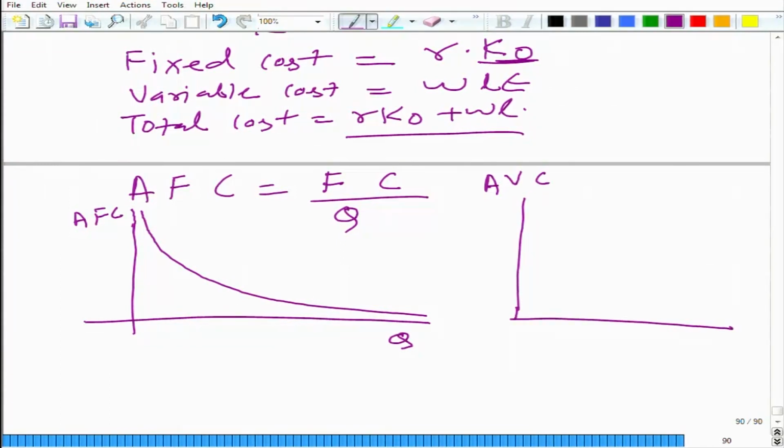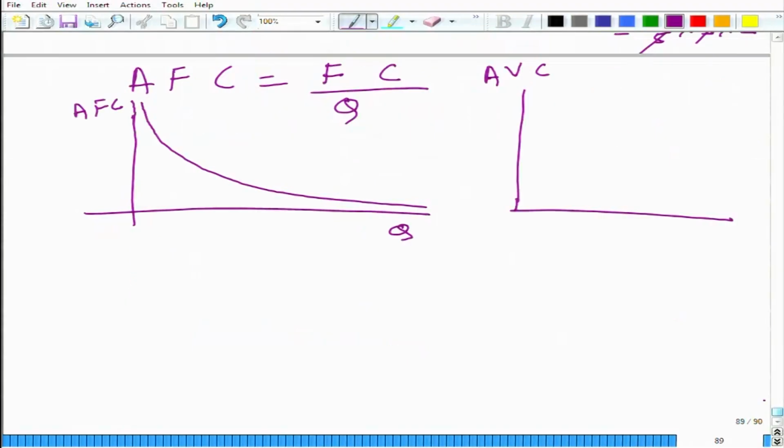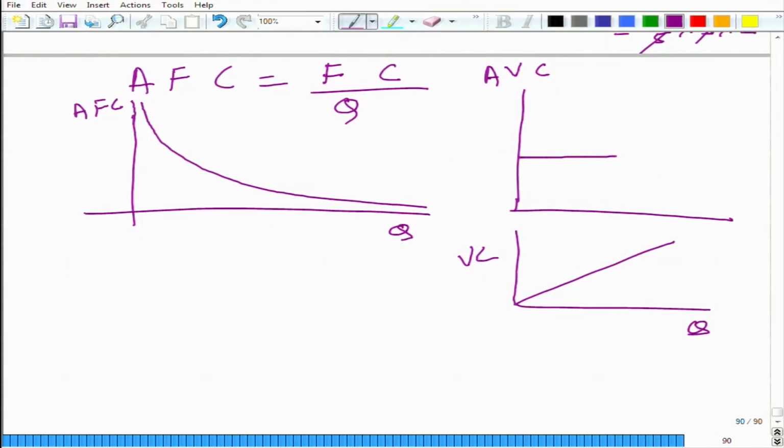We cannot say with certainty how it would look, but let us say in this particular case that we have taken, K0 is equal to 5, and Q is equal to 1 by 5 K L. So, in the short run we are getting 1 by 5 multiplied by 5 multiplied by L. So, Q is equal to L. So, in that case variable cost against output is simply a line passing through the origin. So, in this case average variable cost is going to be fixed.